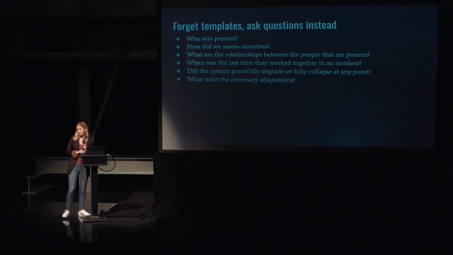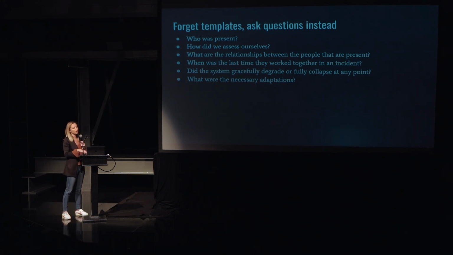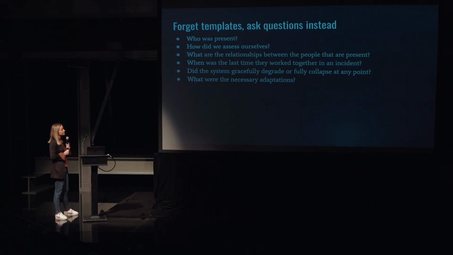Who was present? This is really revealing as well. You can record things like their tenure, what team they were on, if they're a manager, if they're an engineer. How did we assess ourselves on how we did? Yeah, maybe the chaos experiment didn't bring down production, but how did we actually do here? What are the relationships between the people that were in the room? Do they normally work together? When was the last time they worked together in an incident?